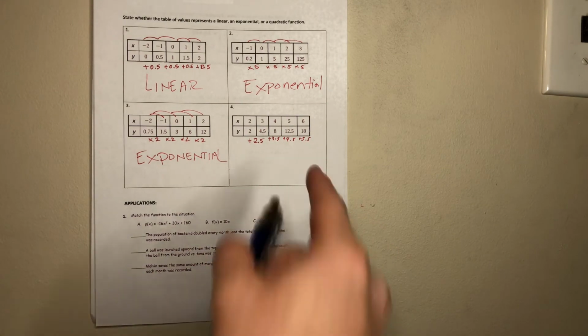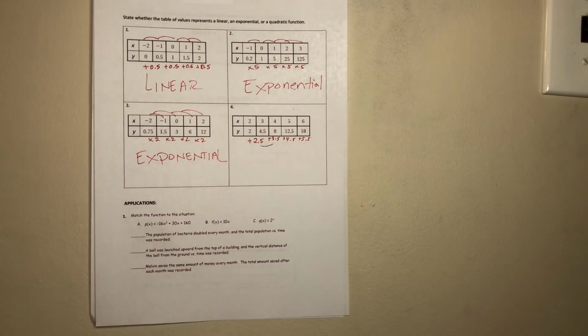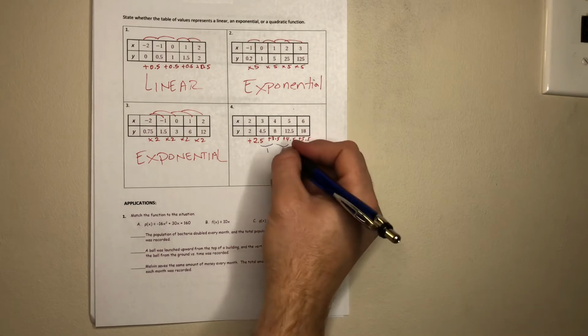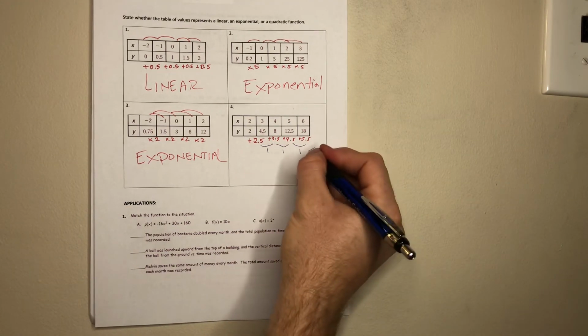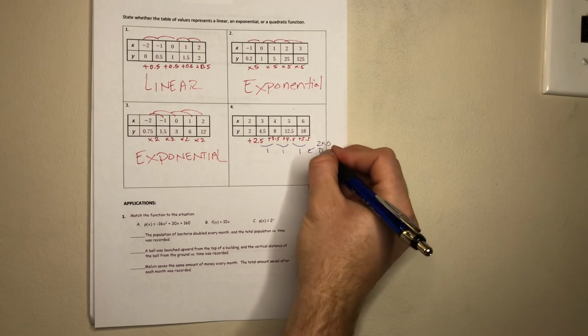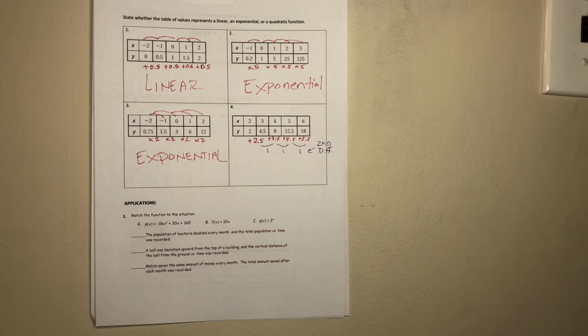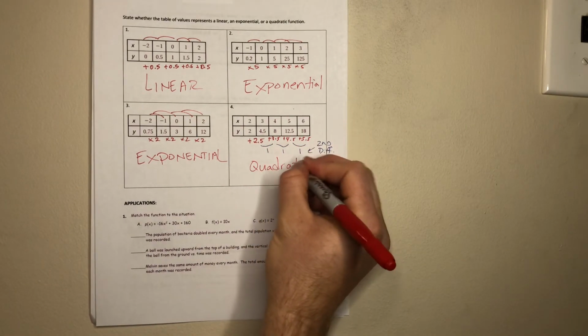We're going to check the second difference. What's the difference between 2.5 and 3.5? 1. Difference between 3.5 and 4.5? 1. 4.5 and 5.5? 1. That is called the second difference. And when that is constant, the same number each time, we know that we have a quadratic function.